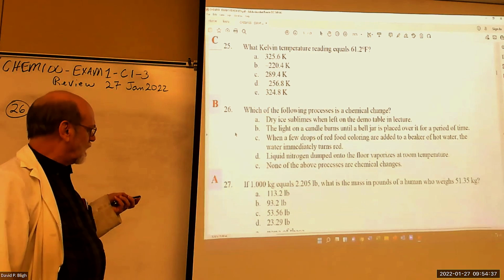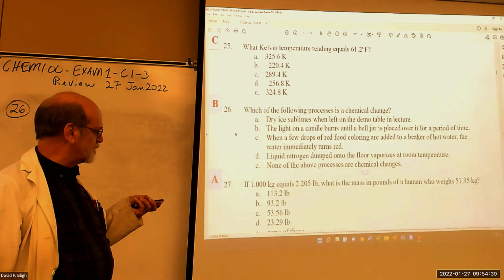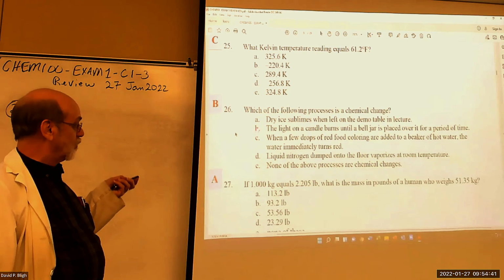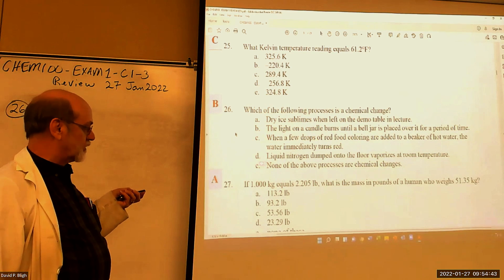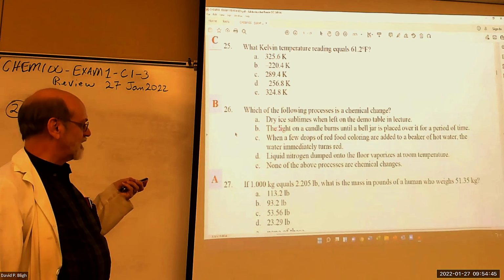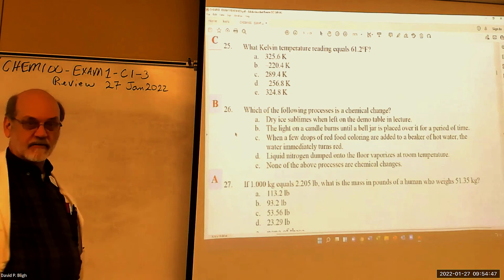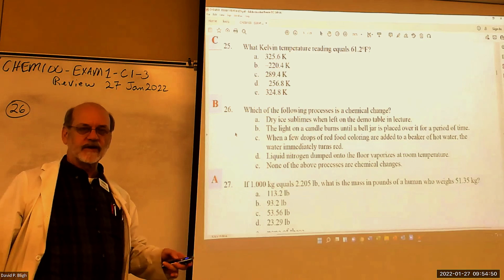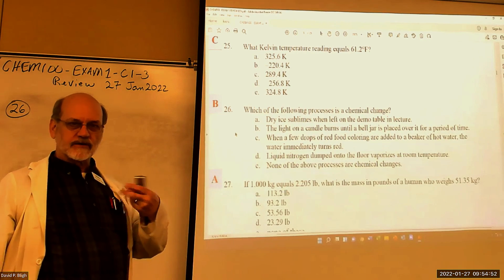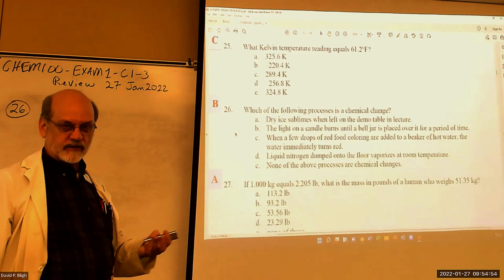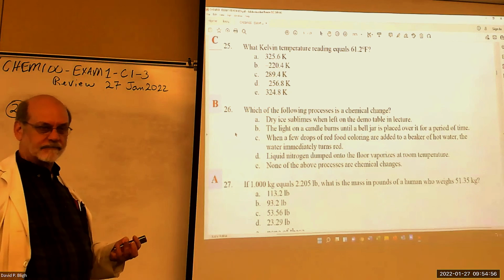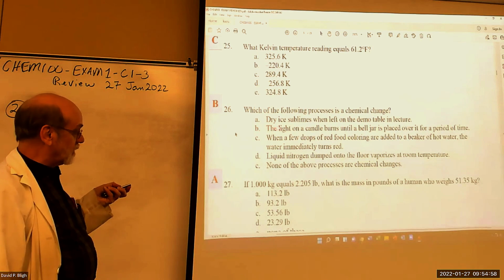Right? So none of the above processes are chemical. We found one that was. So it's not this one. It has to be that one, because you don't have two of the above, you don't have three, you don't have A, B only, or C. You don't have those weird ones that we like to throw in there and confuse you. So we found the answer right here.